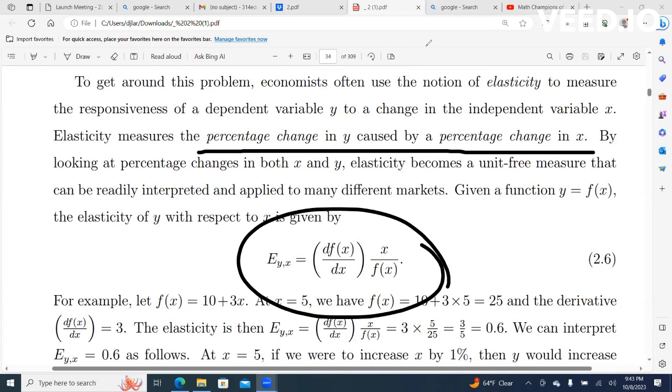With elasticity, it's important to understand that it's the percent change in y. It's not the change in y with the change in x. That's going to be very easy to forget.